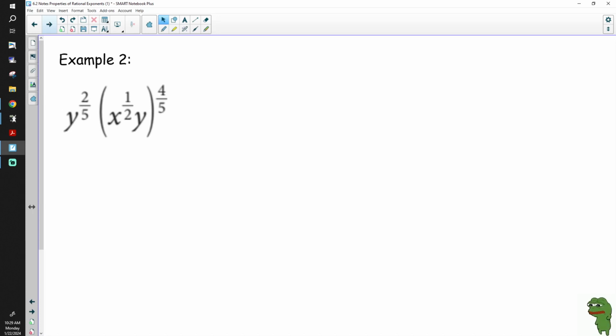I do not like parentheses, so I try to use a rule that helps me get rid of parentheses. So I look at my parentheses and I look at what's on the inside of them. On the inside, I see an x to the 1/2 times y. On the outside, I see an exponent of 4/5. What can I do with the 4/5 power?